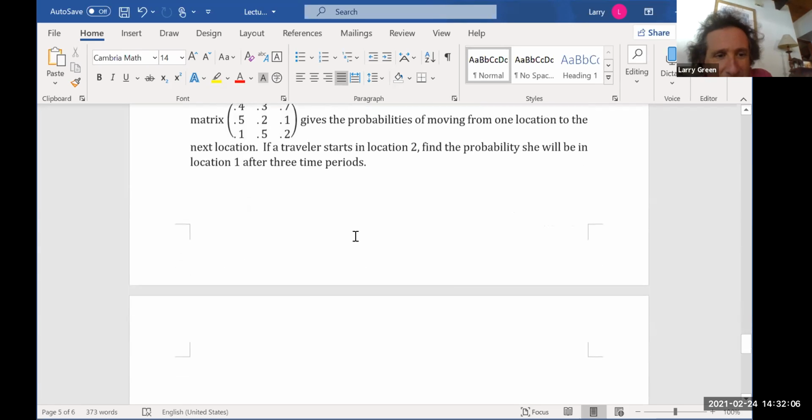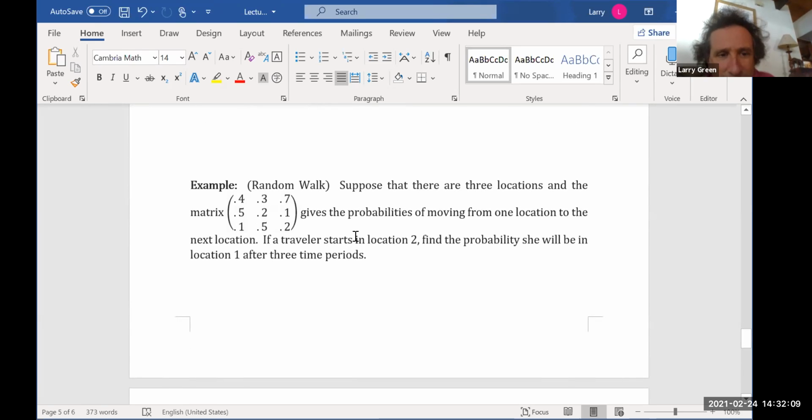Okay, so the first question I have, and I have a few to do, even though I only wrote 1 here. If a traveler starts in location 2, so let's say they start in Nevada, which I'll call location 2, find the probability that she will be in location 1 after 3 years. How do we do that? Any thoughts?